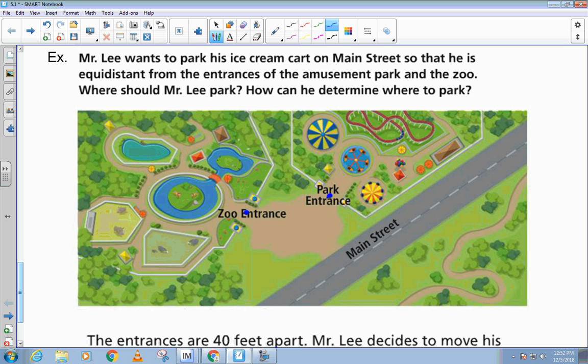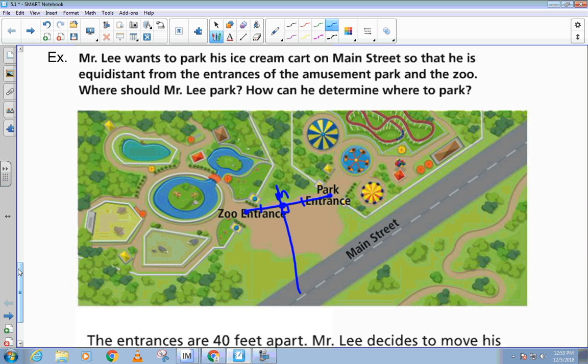Okay? So here is the segment that connects the two entrances, right? Where should we put it? Okay, but he wants to be along Main Street. Here's the midpoint right here. Okay, we'll say this is the midpoint. That bisects it. What else do I need to do? It's got to be a perpendicular bisector, right? So it's got to be a perpendicular bisector.